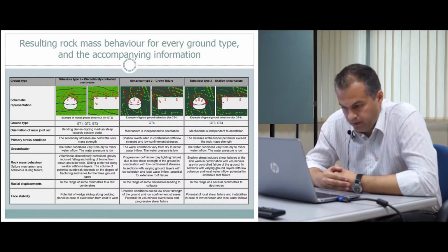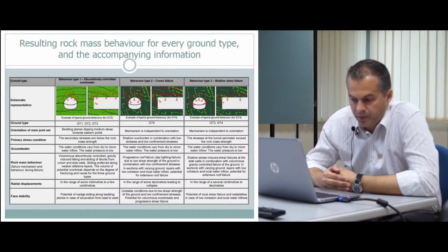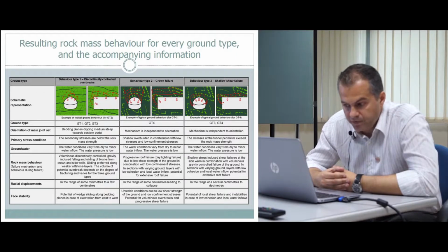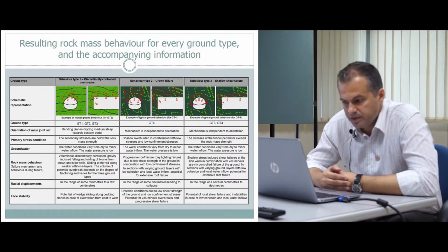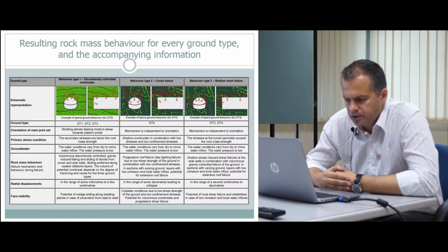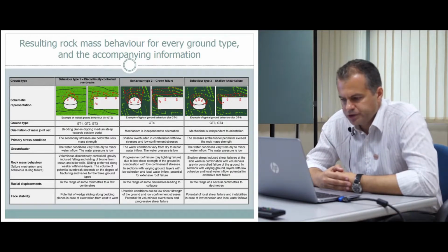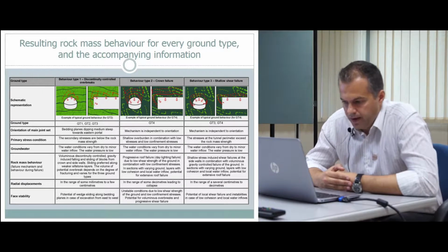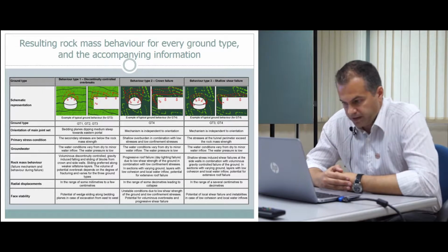these safety factors of this case. On the behavior type 2, we have a progressive roof failure, a daylighting failure due to low shear strength of the ground in combination with low confinement stresses. Here in sections with varying ground layers with low cohesion and local water inflow, we also may have some extensive roof failure, so some larger overbreaks.